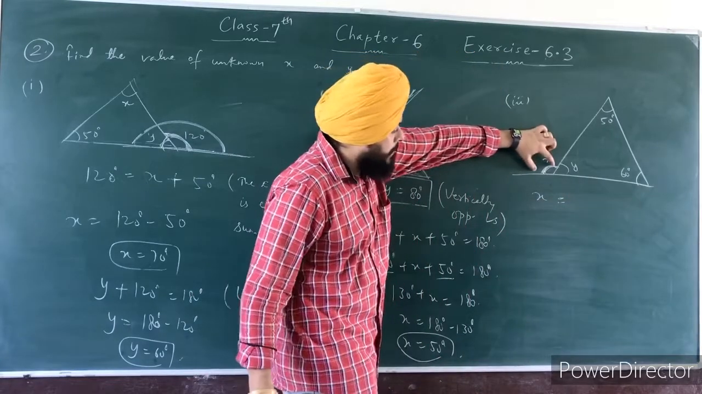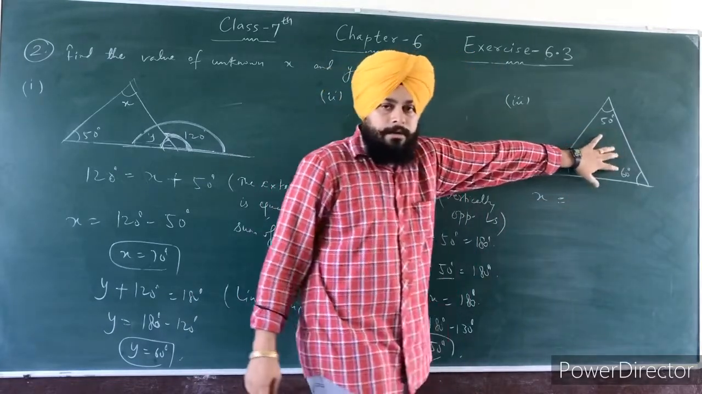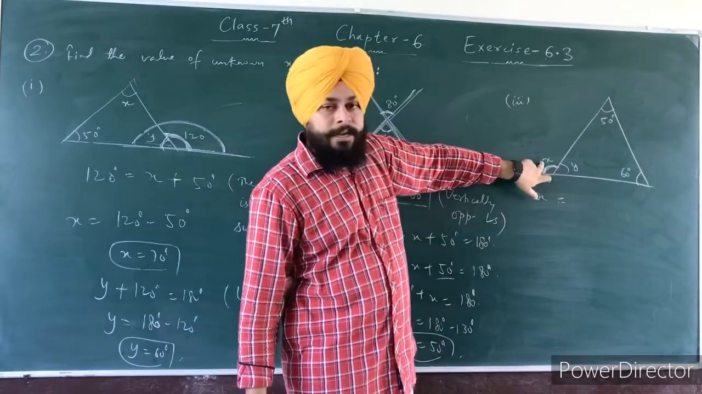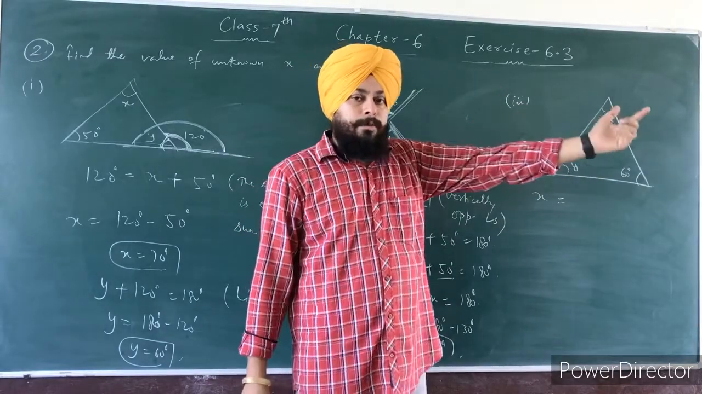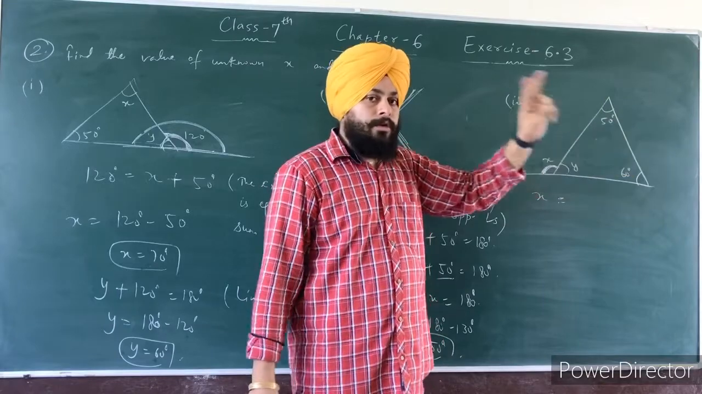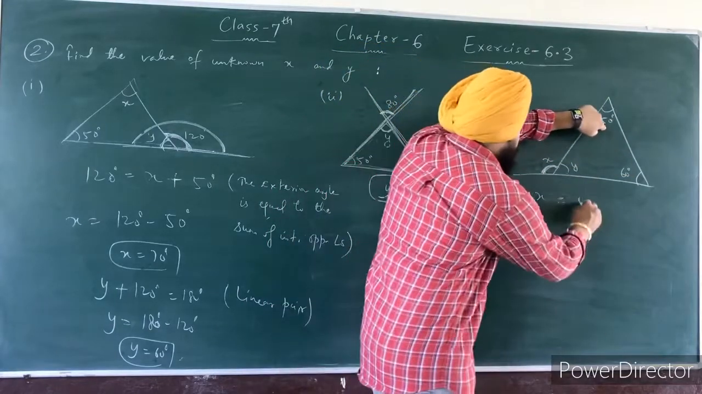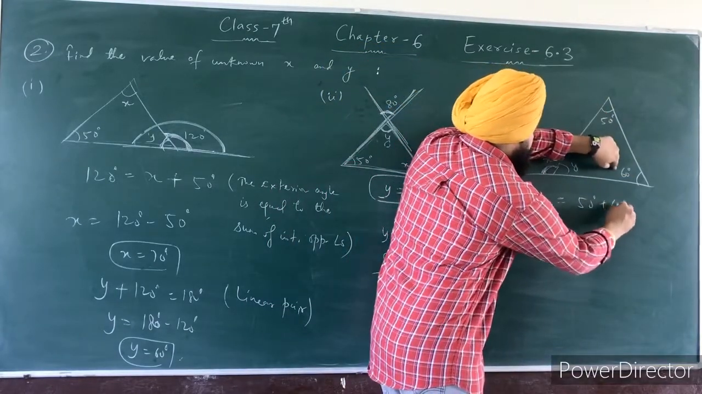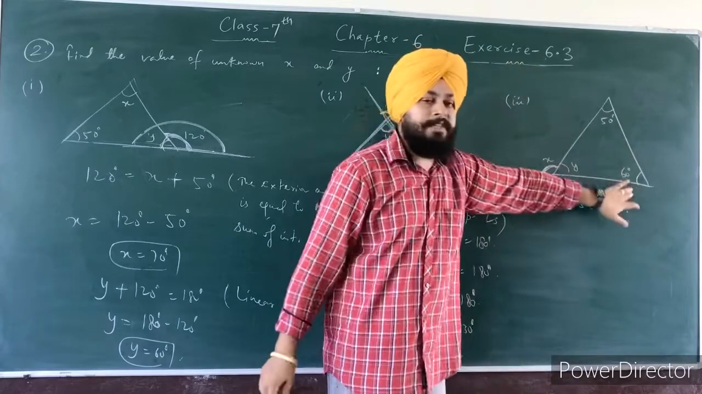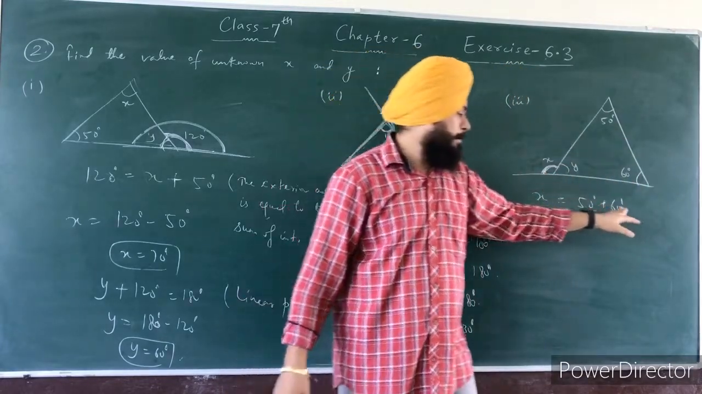So this x is exterior to this triangle. Alright, and this x is equal to the sum of the interior opposite angles. So there are two opposite angles. The first one is 50 degrees and the second one is 60 degrees. So 50 plus 60 is equal to x. So you can write the property here.